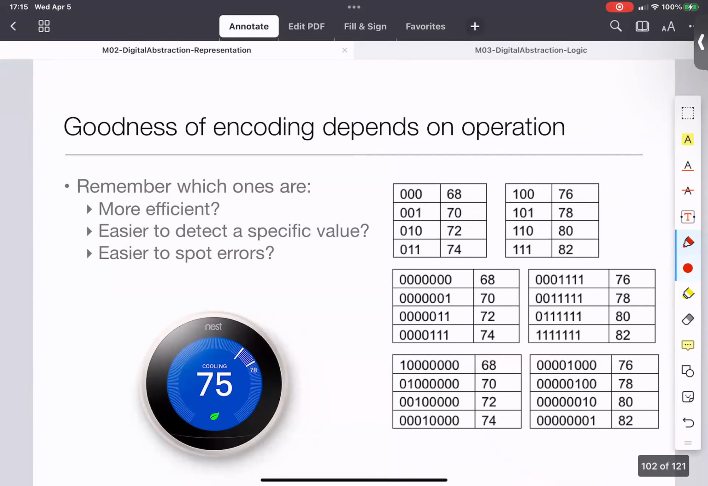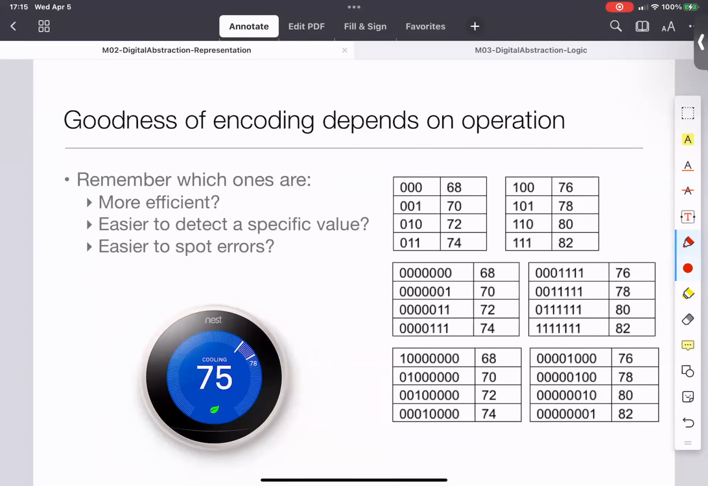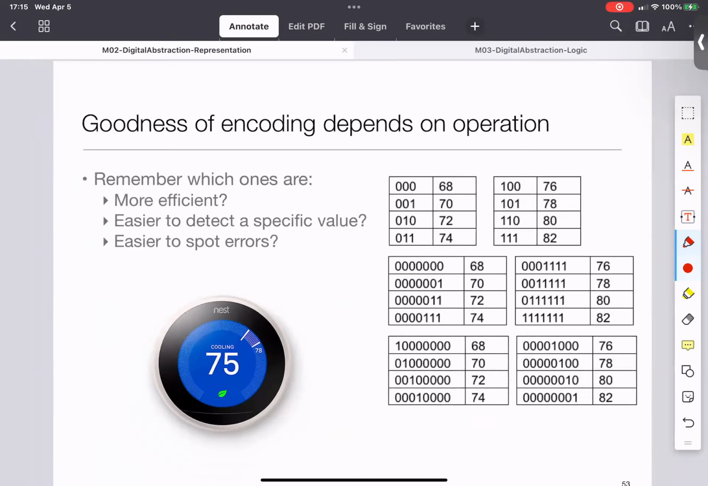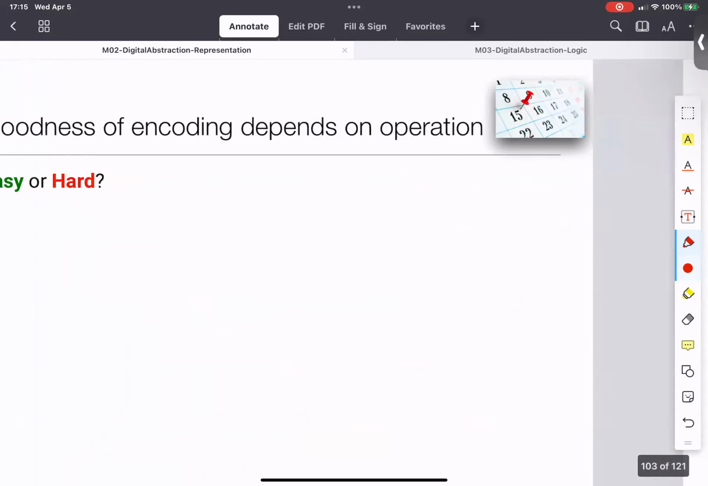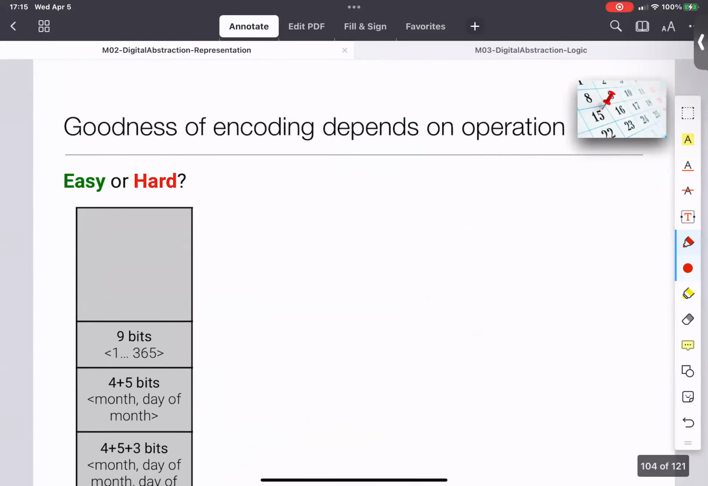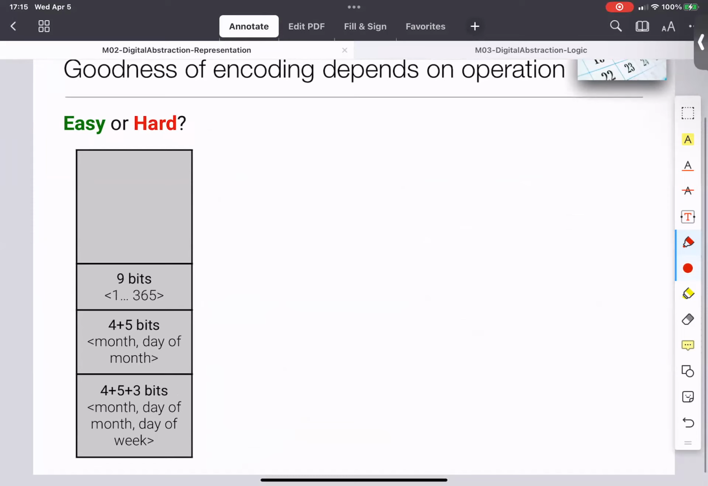So goodness depends upon what operations are commonly done by your system, and what representation would make implementing those operations efficient. And we'll see as we go along that there are many things that define the efficiency of implementing, what will make it easier to identify that some error happened, what will make your system more robust, and those kinds of things. So let's look at some examples. Let's say we are doing a calendar, and we have 3 different ways of doing it.